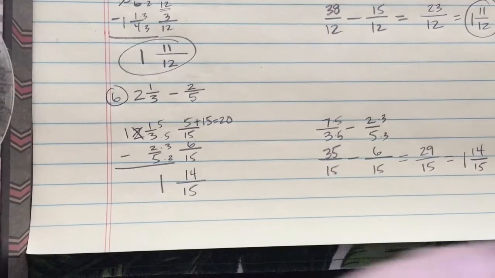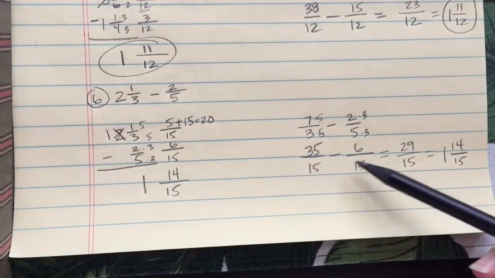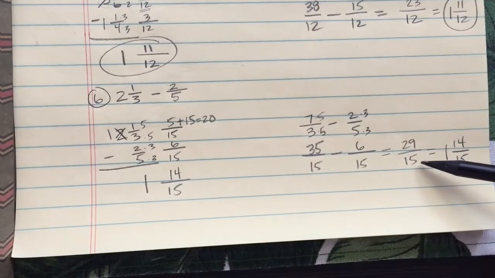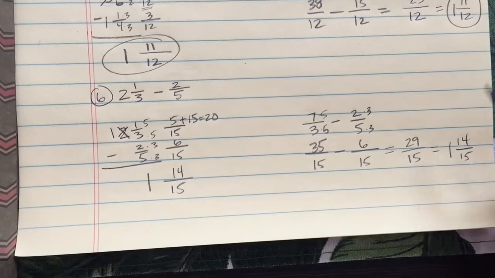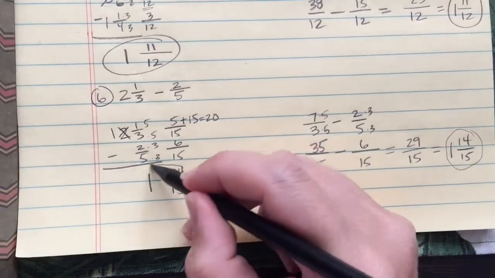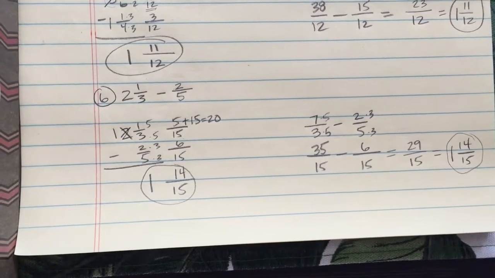All right. And then if you would have done the improper way, you should have ended up with these improper fractions, which got you 29/15, which would become 1 and 14/15. So same answer. Okay.